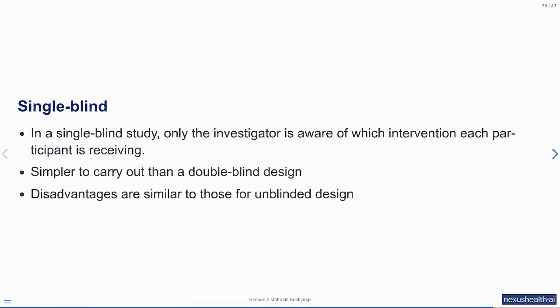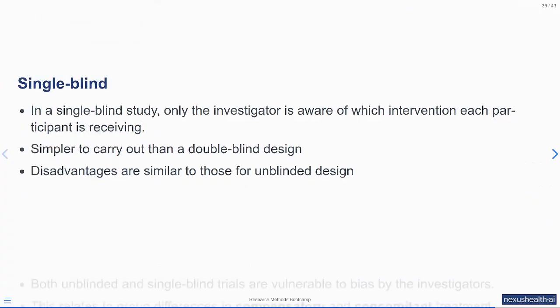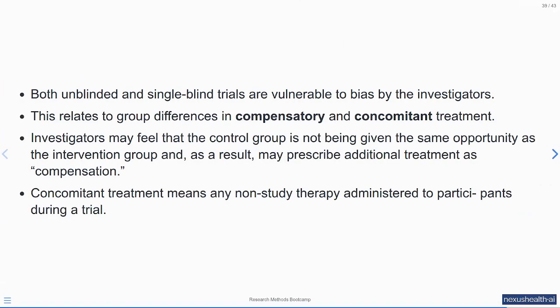In a single blind study, the investigator is aware of which intervention each participant is receiving. Participant, however, is unaware. This is often simpler to carry out than a double-blind design. The disadvantages are similar to those for unblinded design. Both unblinded and single-blind trials are vulnerable to bias by the investigators, and this relates to group differences in compensatory and concomitant treatment. Investigators may feel that the control group is not being given the same opportunity as the intervention group, and as a result may prescribe additional treatment as compensation. Concomitant treatment means any non-study therapy administered to participants during a trial.